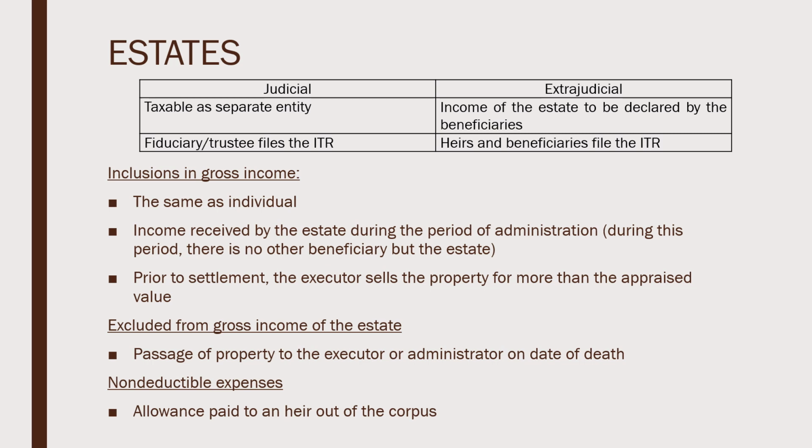Excluded from gross income is the passage of property to the executor or administrator on the date of death. So ito yung pinasa lang yung property to the executor or administrator, so there's no actual tax implications. And non-deductible expenses: allowance paid to an heir out of the corpus. So yung income distributed is deductible, but if the term is allowance, this is not deductible.